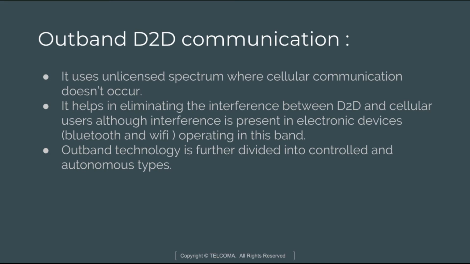Out-band technology could be further divided into controlled and autonomous types. In the controlled one, we can control the communication, and the other one is autonomous, which works as per their demand.